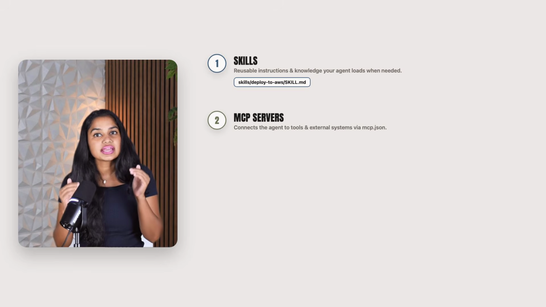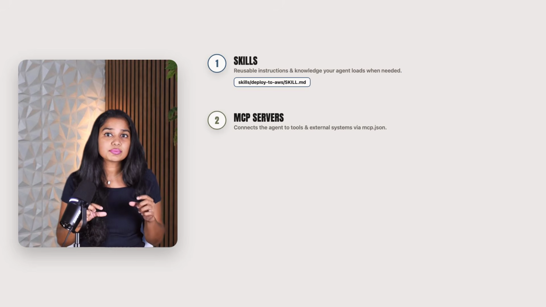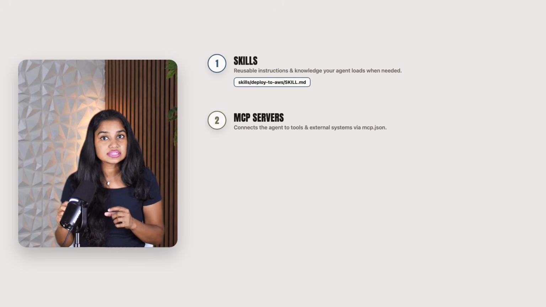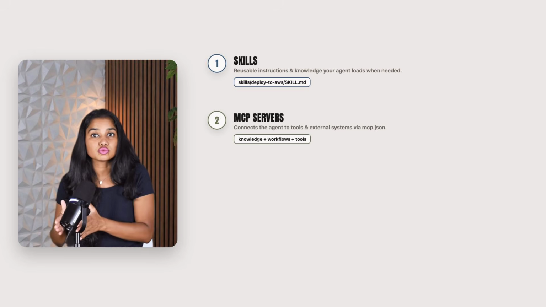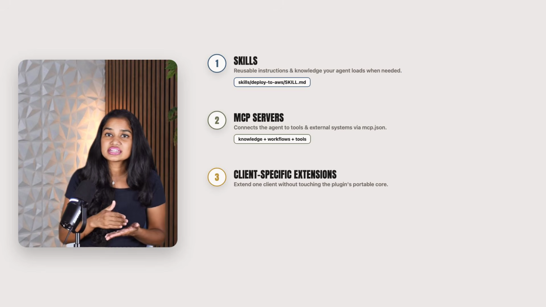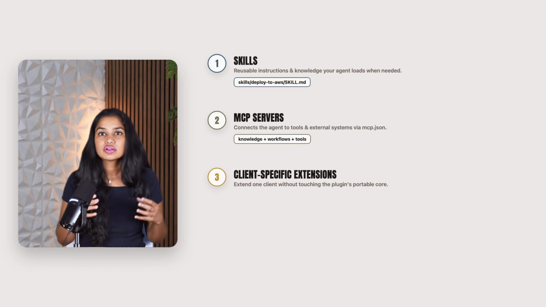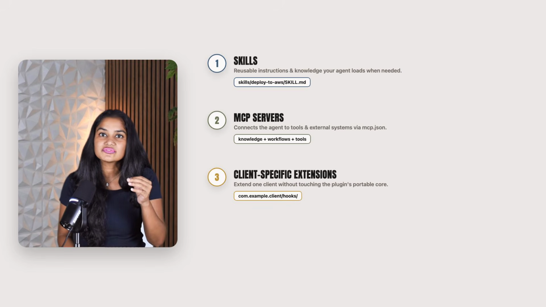Number two, MCP servers. The plugins can also describe MCP servers through mcp.json. This is important because MCP gives agents access to tools and external systems. So now you're combining knowledge plus workflows plus tools inside one package. Number three, client-specific extensions. There's also a mechanism for client-specific behavior. For example, com.example.client/hooks. The idea is that you can extend a specific client without changing the portable core of the plugin. So agent plugins give you a common foundation while still allowing individual AI coding tools to have their own capabilities.